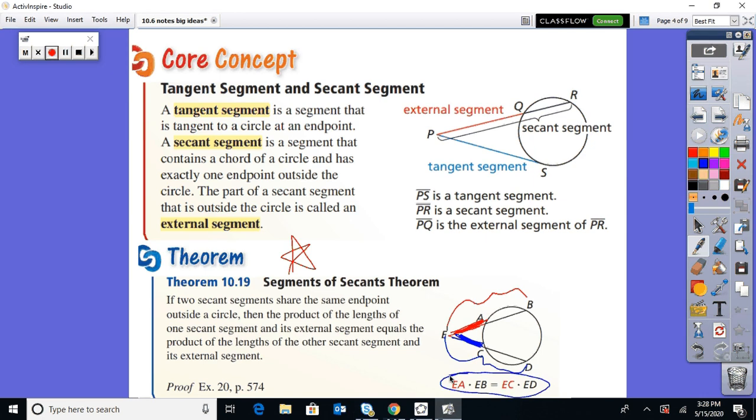A little phrase I like to say for this is: the whole big thing times the outside piece equals the whole big thing times the outside piece. Whole big thing, outside piece, whole big thing, outside piece. So say it: the whole big thing times the outside piece equals the whole big thing times the outside piece.